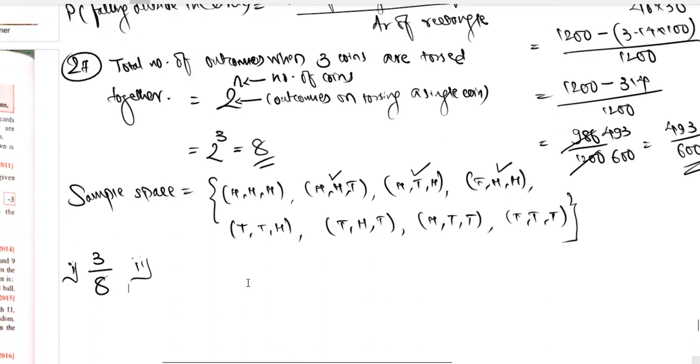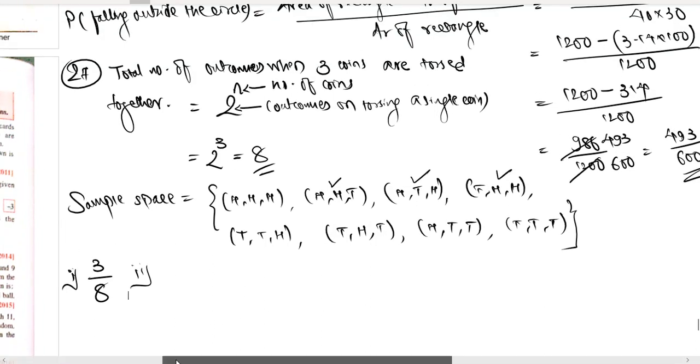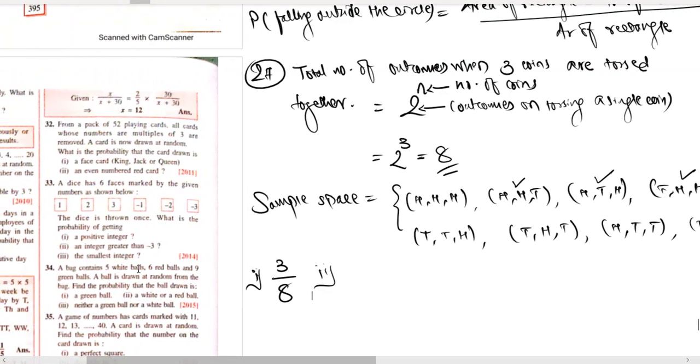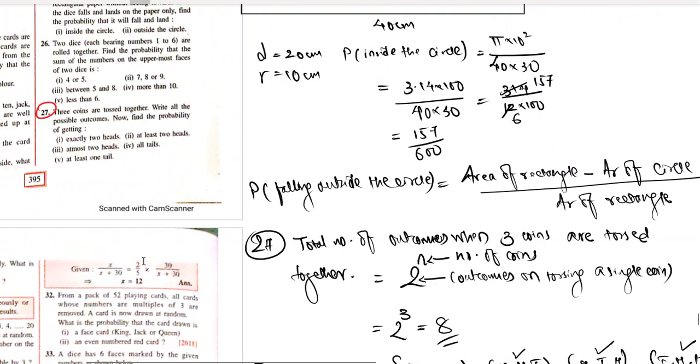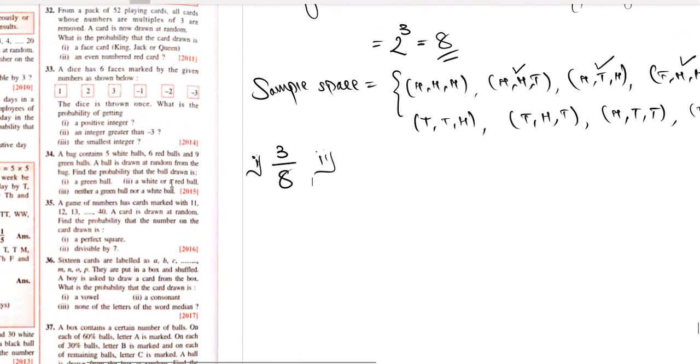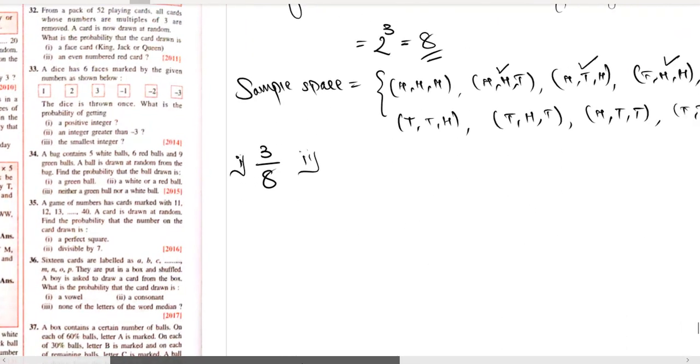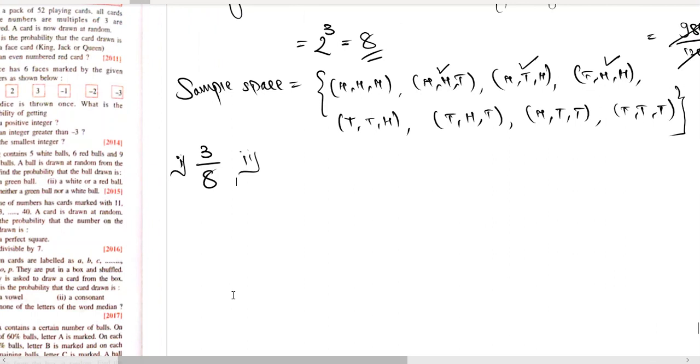Second question. What is the second question? Exactly two heads is okay. At least two heads. What do you mean by the word at least? At least means kam se kam. Minimum.